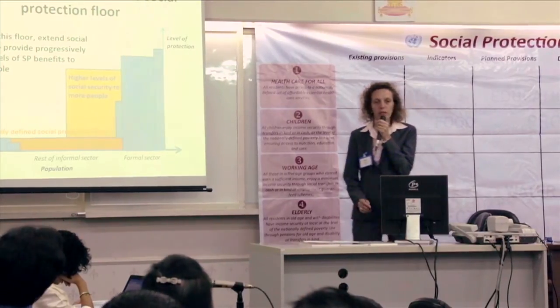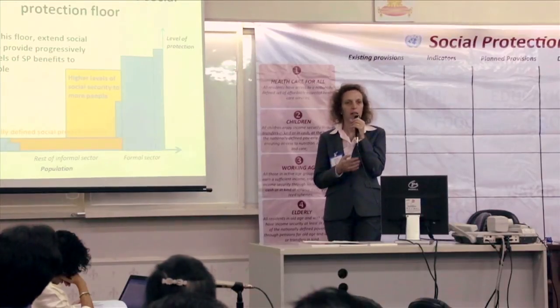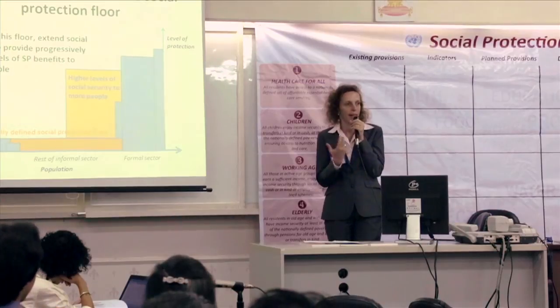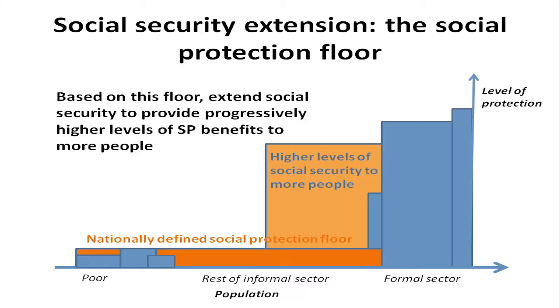And the idea also is that we wouldn't stop there, but that progressively, based on this floor, because people would have at least something already, we could build higher levels of social protection through, for instance, partially contributory schemes to provide higher levels of social protection to those who are convinced that social protection is something good for themselves and their families.